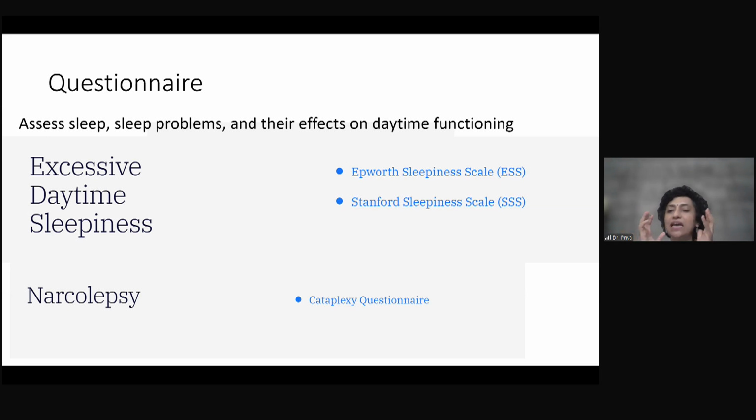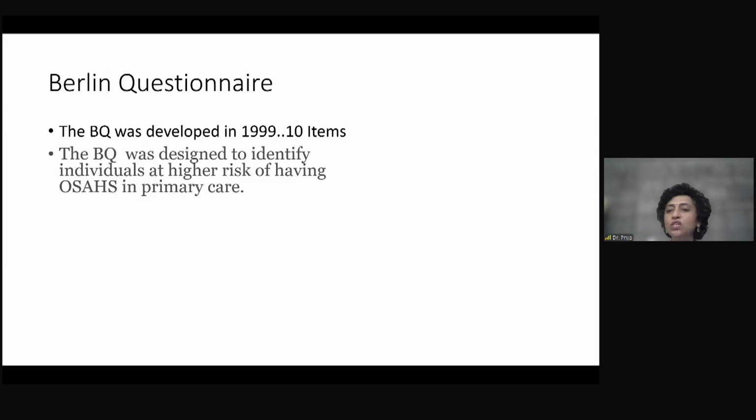It is an assessment of sleepiness of the person because of sleep deprivation as a result of multiple choking episodes or multiple arousals that happen during sleep apnea. One of the most common questionnaires used is the Berlin questionnaire. It was developed as early as 1999, and it is intended to be used in the primary care setting.